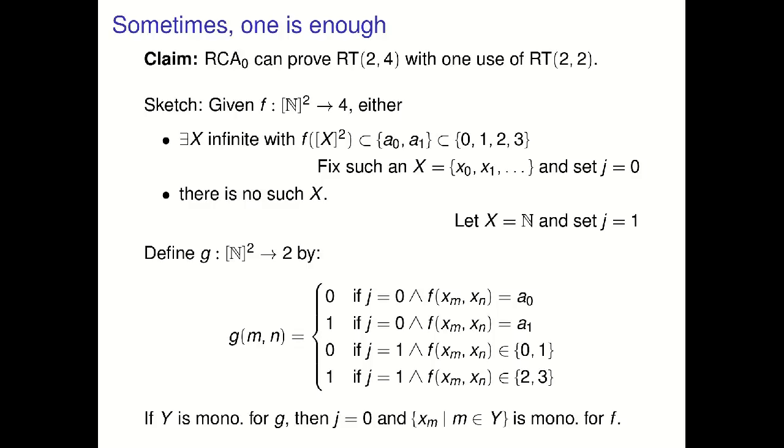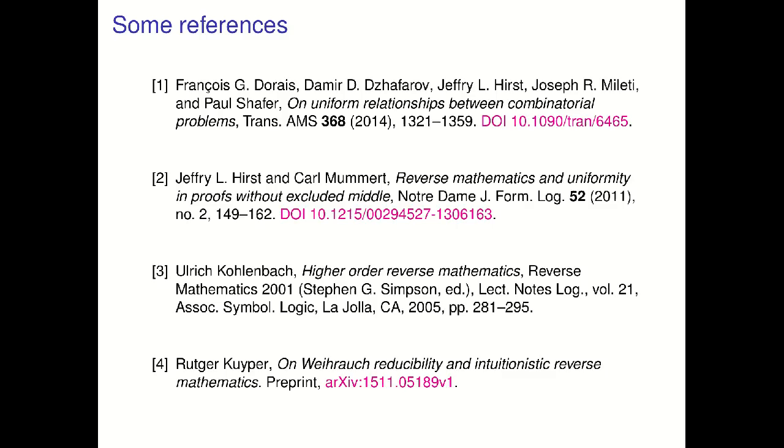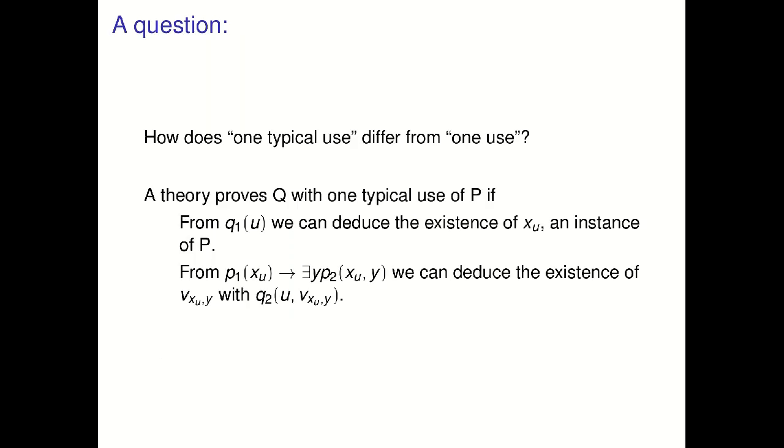If somebody asked me to read one of these proofs, this is the last thing that I want to do with my time, is to read proofs involving constructions like this. So I'm not sure that it's efficient from that viewpoint. I'm not claiming it's a better proof. It's just a different proof, and one that makes fewer uses of RT22. So I'll leave you with some references.